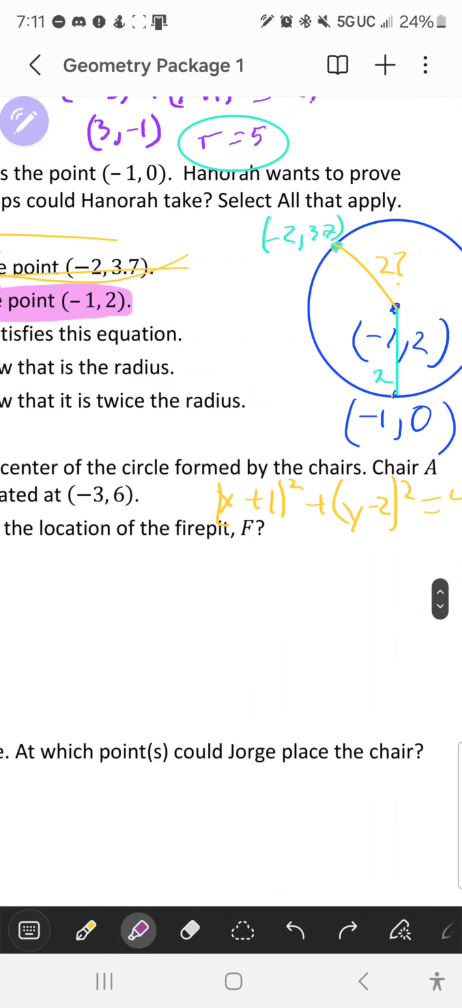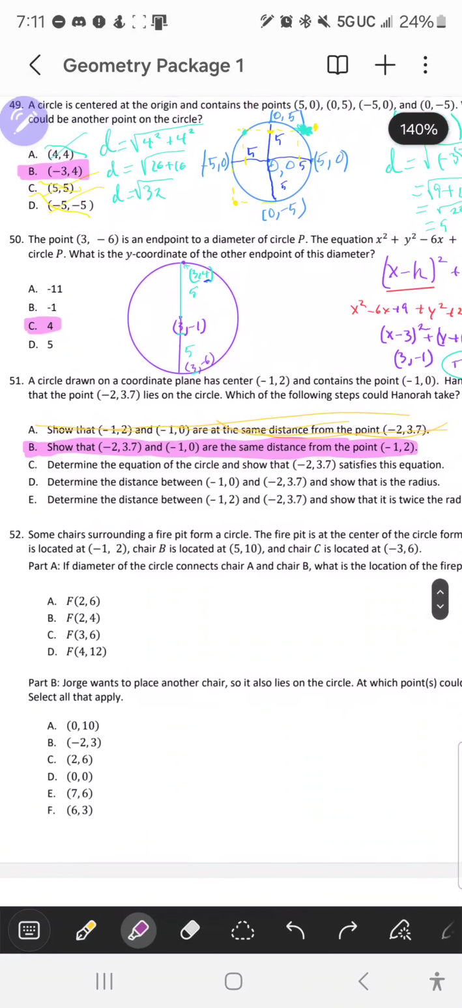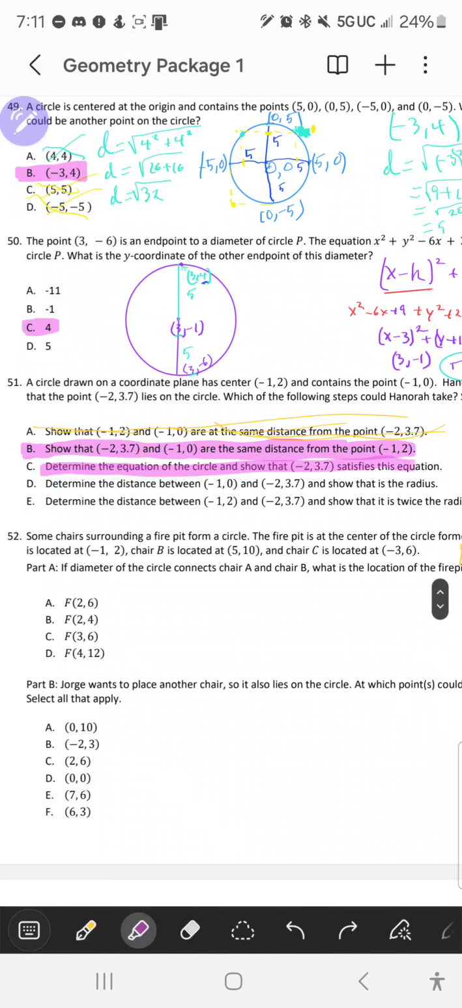and just calculating it. And yeah, that determines if it is a circle. Okay, yeah, if it satisfies the equation, then it's a circle, so we're good with that.